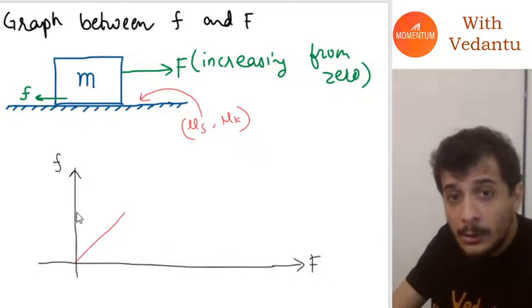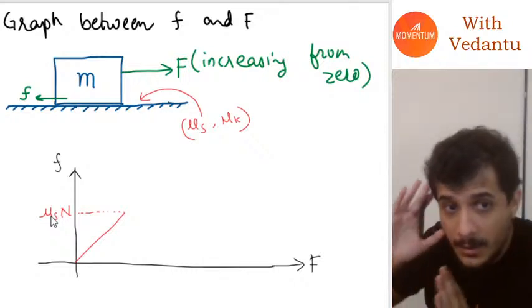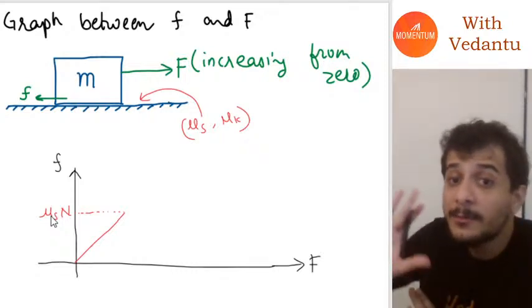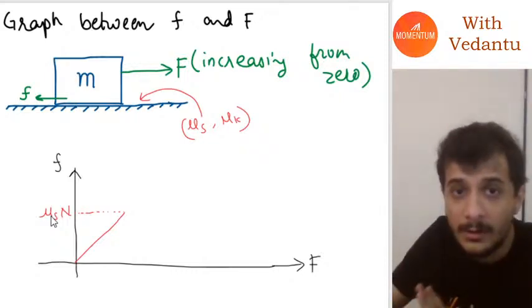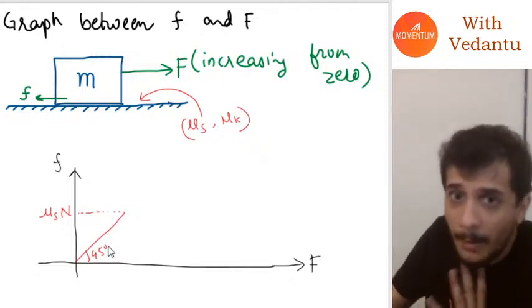But then at some point, the value of friction will reach the limiting value of static friction, mu s into n. Beyond this, it will not go further. It will not increase further. By the way, this angle is 45 degrees. Now, what will happen?